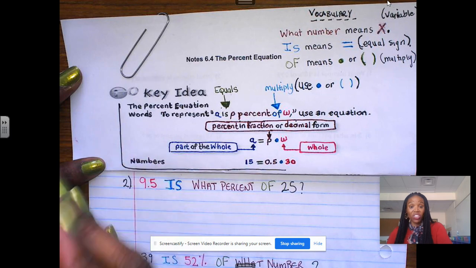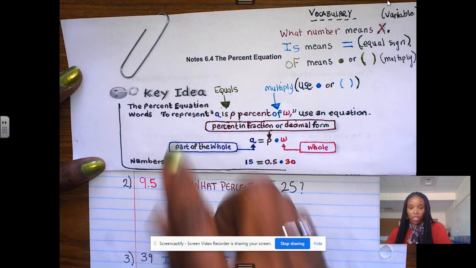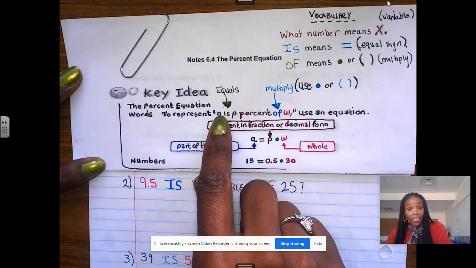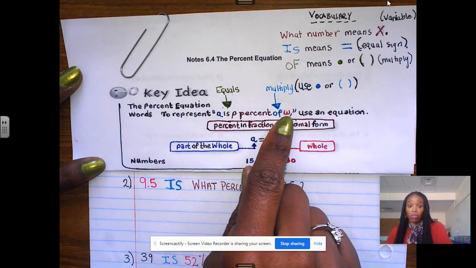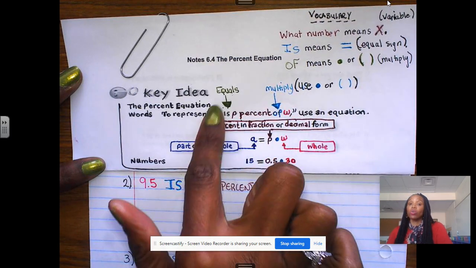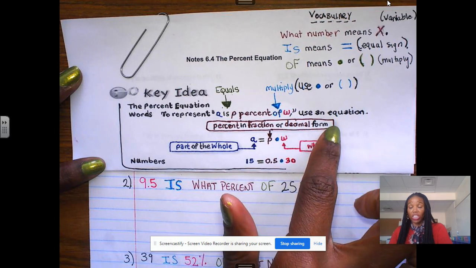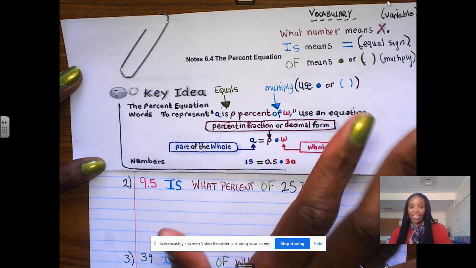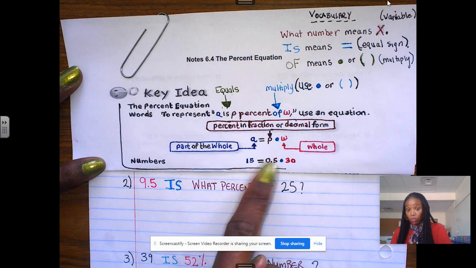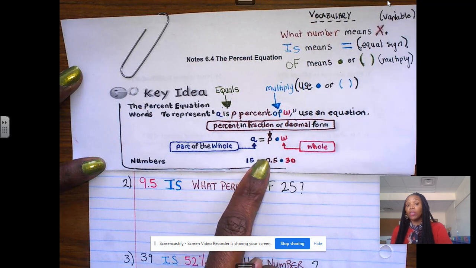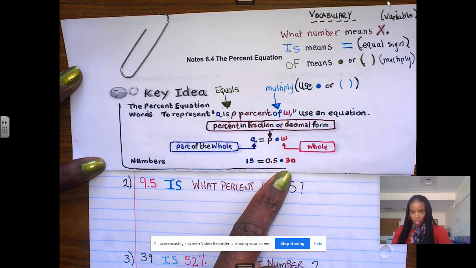So the percent equation. This is just the algebraic setup of the formula. It is A is P percent of W. So that is how it's going to be worded. You write an equation. An equation includes an equal sign. That's the difference. So when you look down here, this is an equation. Why? Because there is an equal sign in the middle of these two things.